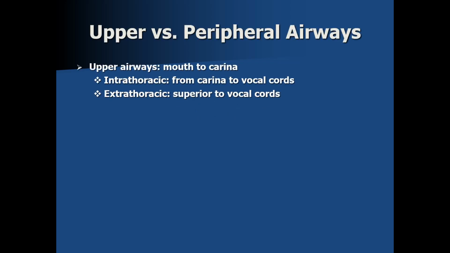First, we'll see what airways we are talking about. The upper airways are those between the mouth and the carina. The upper airways can be intrathoracic, which are from the carina to the vocal cords, and extrathoracic, those airways that are superior to the vocal cords.